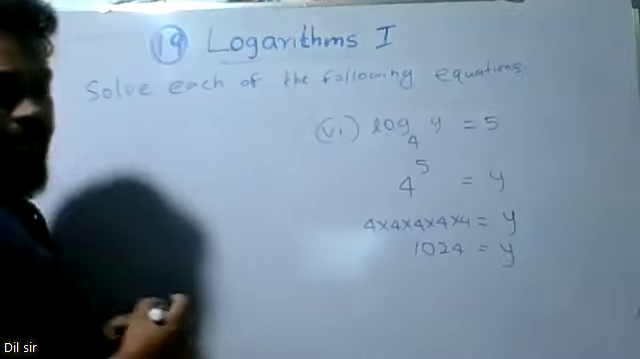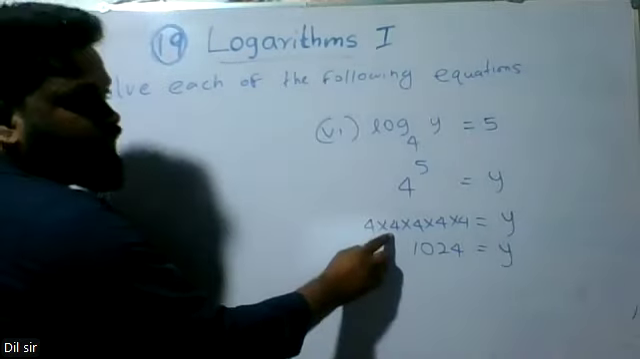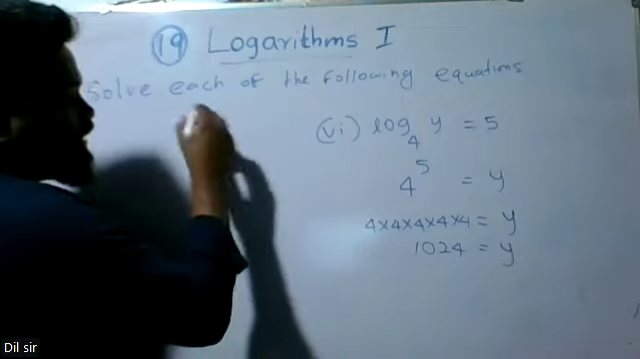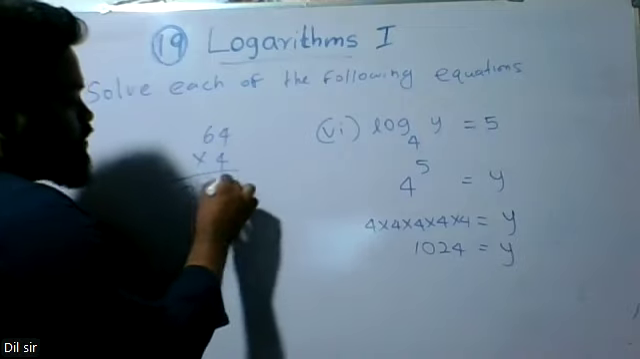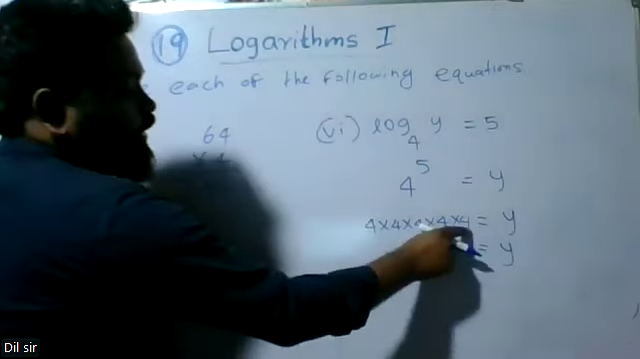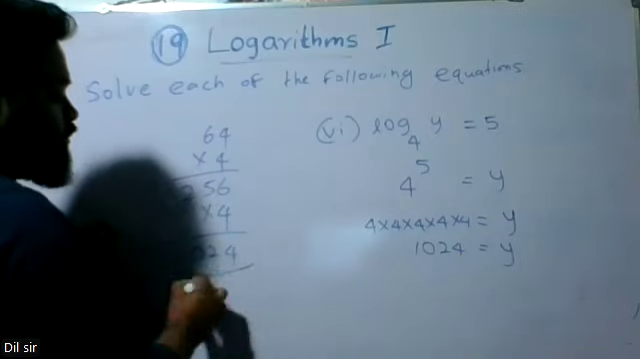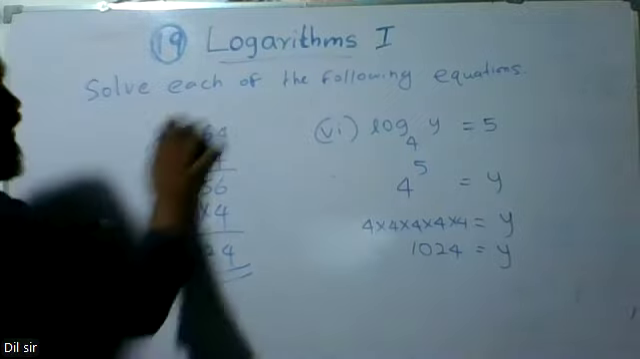For those who can't multiply, go step by step. 4 times 4 is 16. 16 times 4 is 64. Then multiply 64 by 4 again, and you get 256. Again you have to multiply that value by 4. Then you get 1024. The answer is 1024. Y value is 1024. Right.